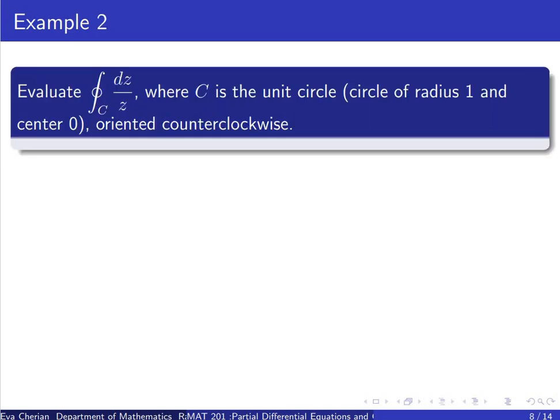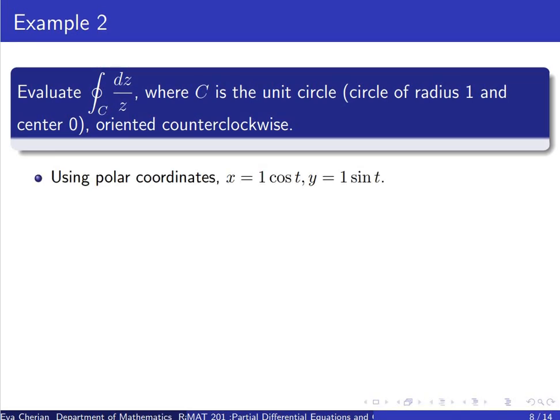Let's look at another example. Evaluate the integral over C of dz by z, where C is the unit circle, that is the circle with radius 1 and center 0, oriented counterclockwise. Here we use polar coordinates.